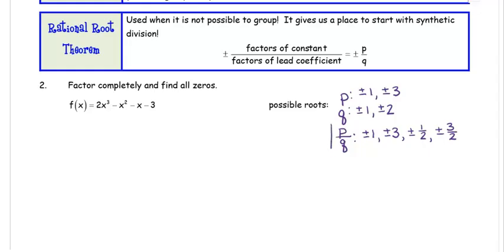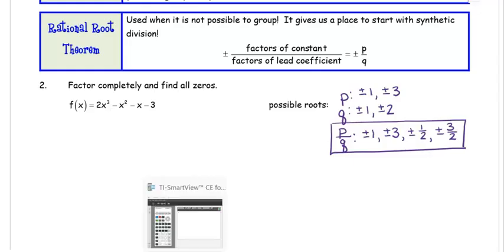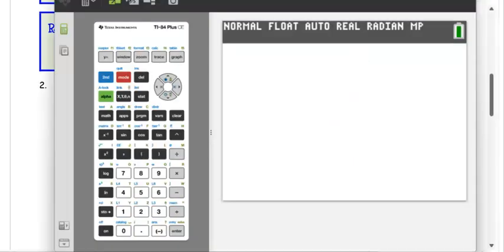So before, we had no idea where to start with synthetic division. Now we at least have some options to take a look at. But that's 8 options, and I don't want to just choose one and hope for the best. So instead, we've got this handy dandy calculator.